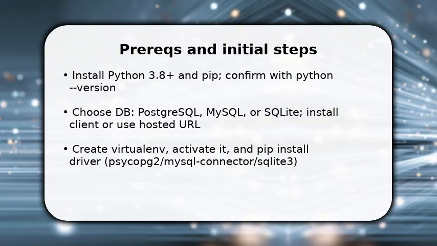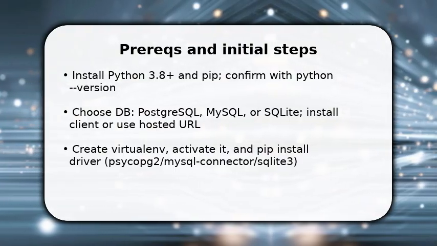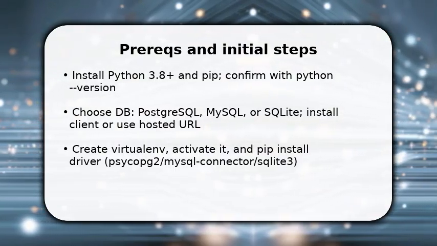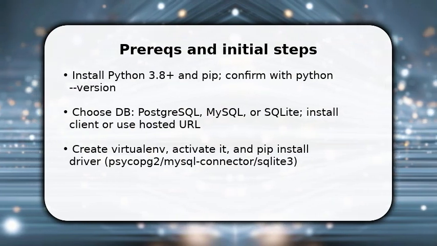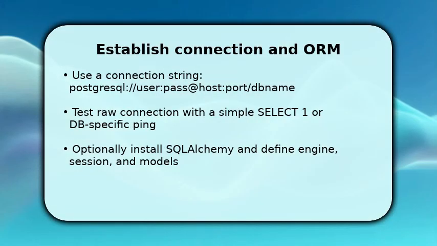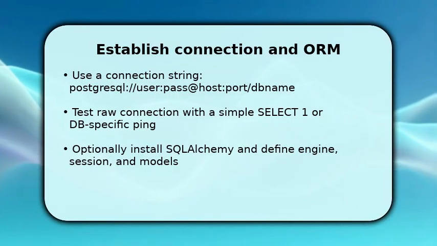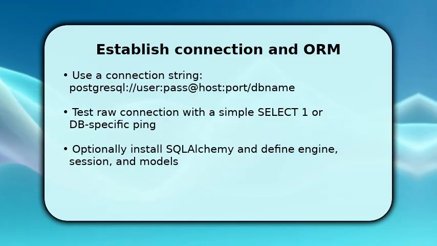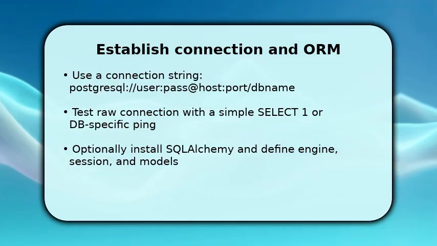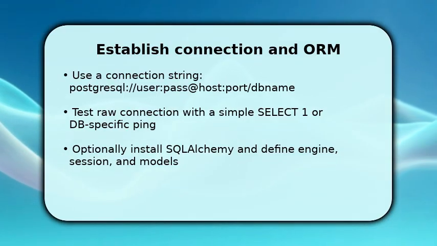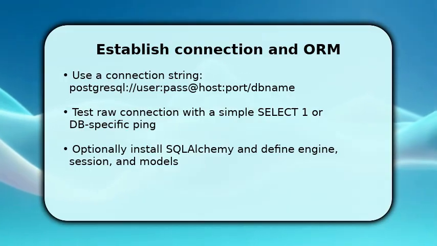Then, create a minimal config file or dict for connection parameters, so you can reuse values across modules and avoid repetition. Next, you build the actual connection and optional ORM layer. Compose a connection string and parse credentials from environment variables or a secret store. This reduces risk.